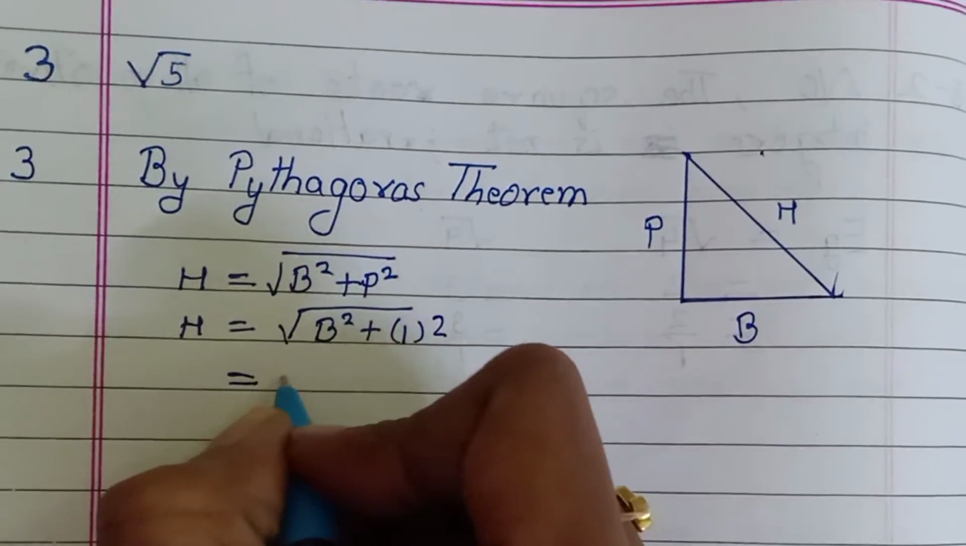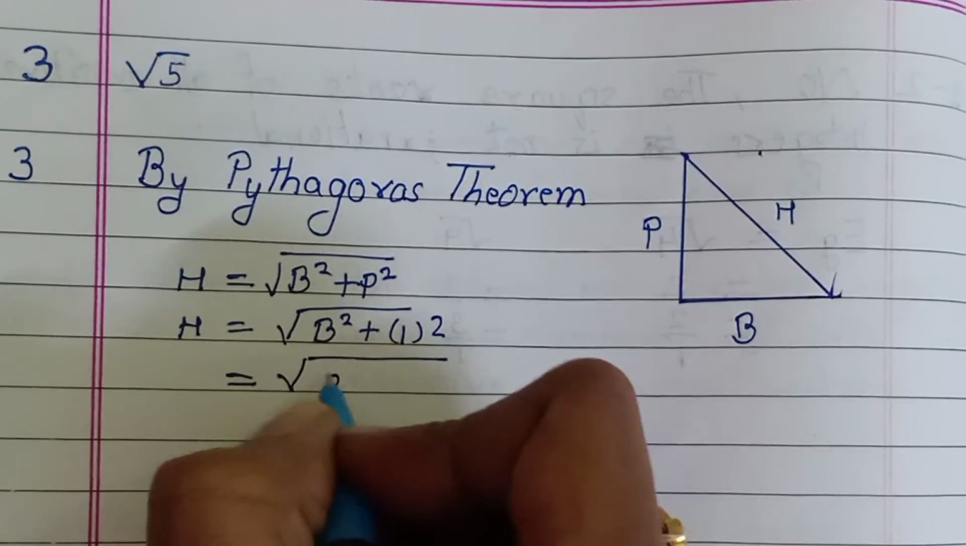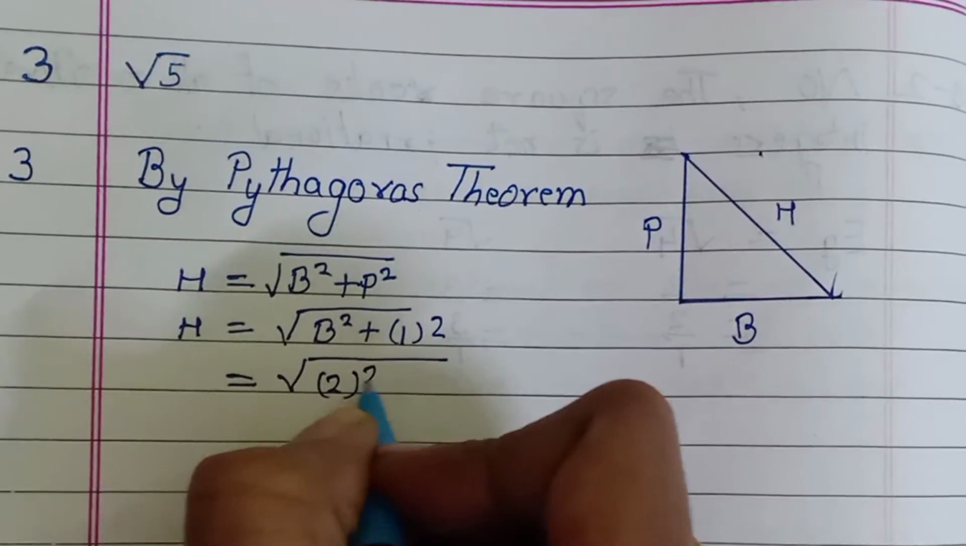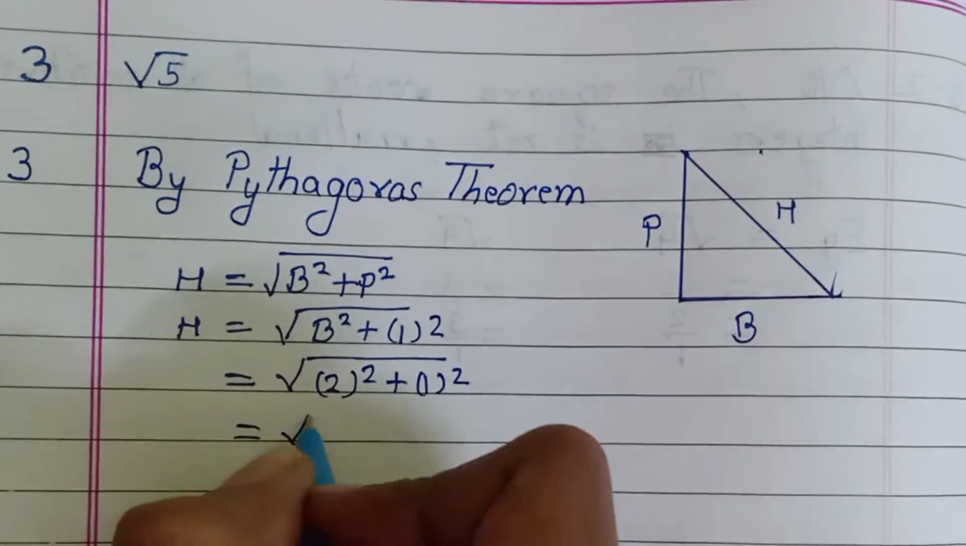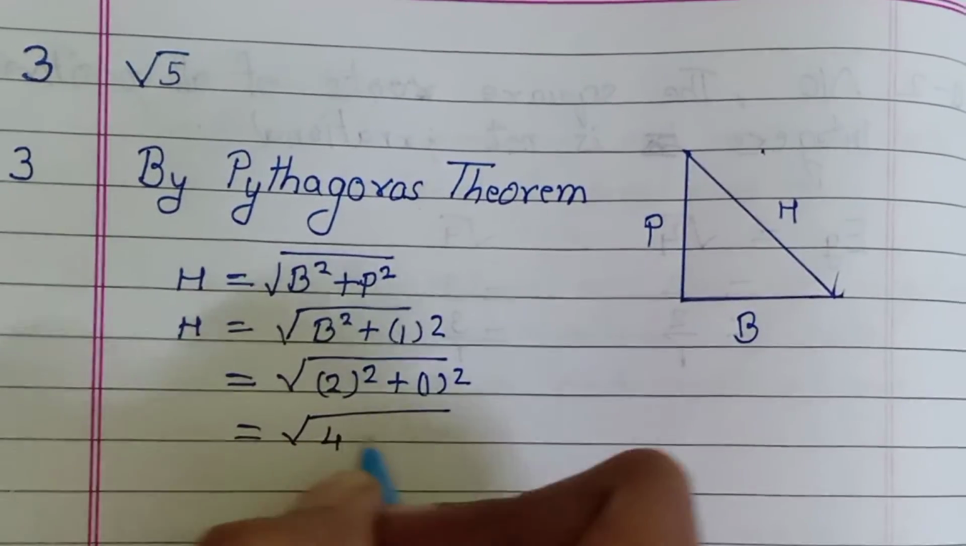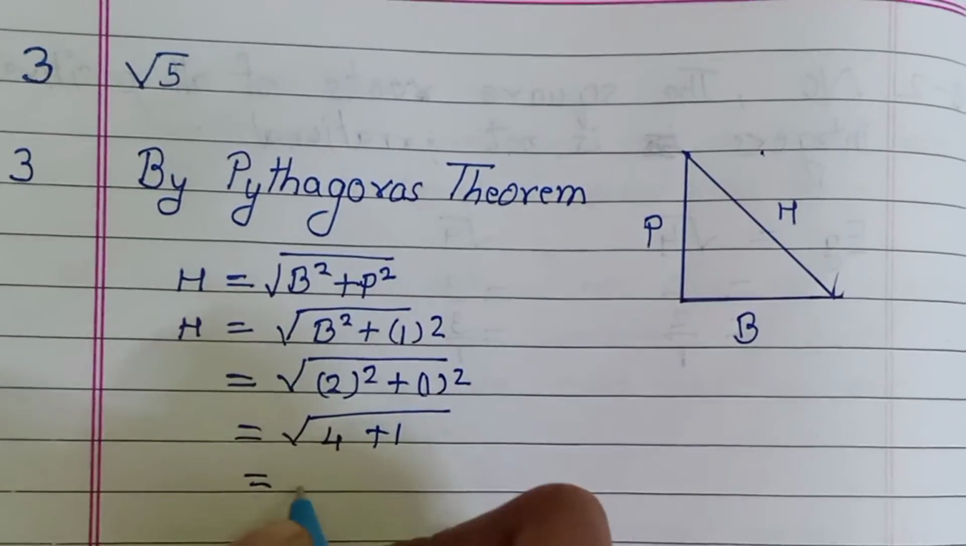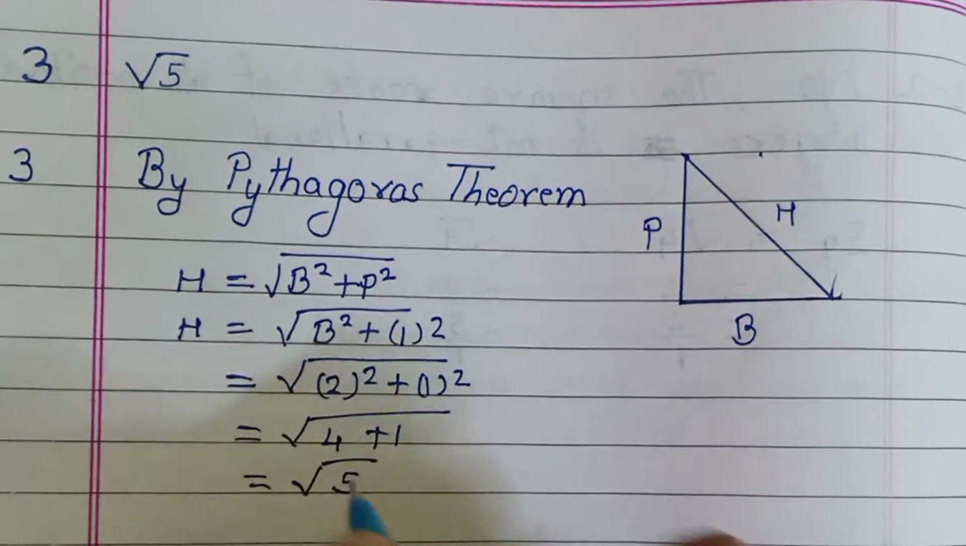Now what should we take base to be so that we get root 5 here? So if I take 2 square plus 1 square. So I am taking the base to be 2. That is why it is here 2 square. 2 square is 4. 4 plus 1 we get here 5. So this is how we get root 5.